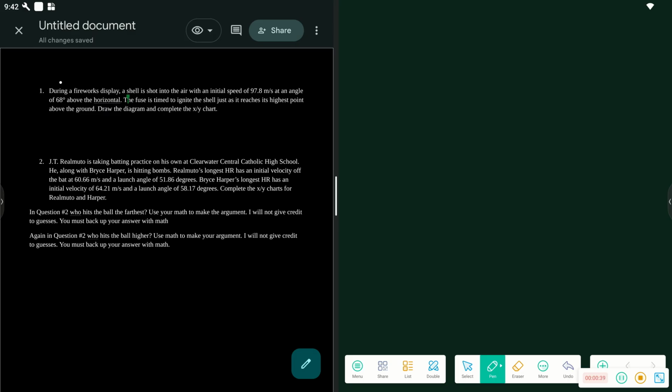All right, so looking at number 1 here, it's during a fireworks display. A shell is shot into the air with an initial speed of 97.8 meters per second at an angle of 68 degrees above the horizontal. The fuse is timed to ignite the shell as it reaches its highest point above the ground. Draw the diagram and complete the XY chart.